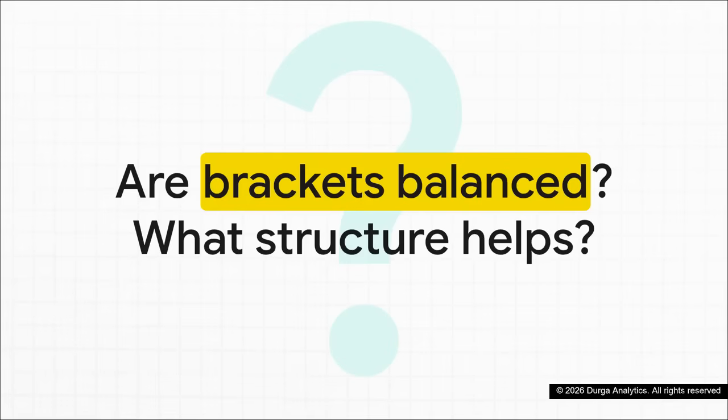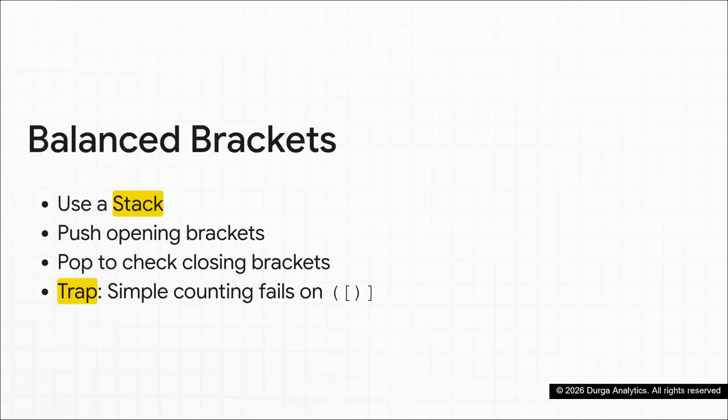Imagine a senior interviewer asks you to write code that validates if the brackets in a string of source code are perfectly balanced. What structure helps here? And more importantly, how do you handle mismatched types? Like, say, a square bracket attempting to inappropriately close a standard parenthesis. Let's walk through the model answer so you can see how to build a bulletproof solution here.